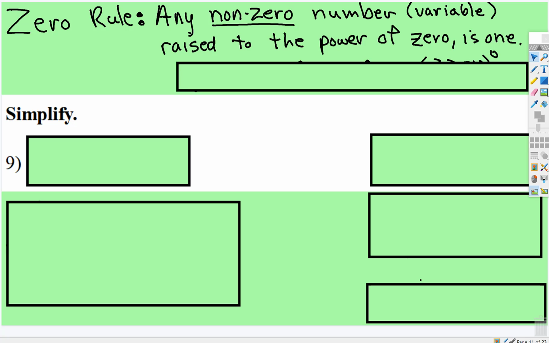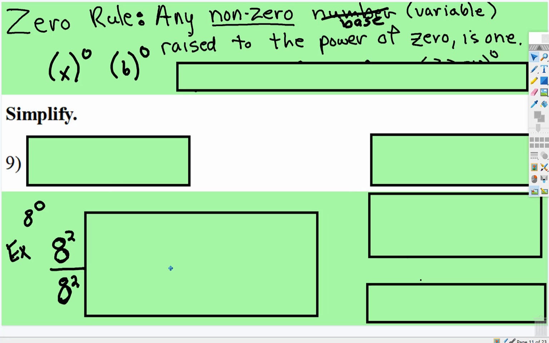Okay, the next property of exponents is the zero rule. Any non-zero number, meaning any non-zero base, which could be a numerical value or a variable, raised to the power of 0, either of those, the answer will be 1. And let me explain why with an example.